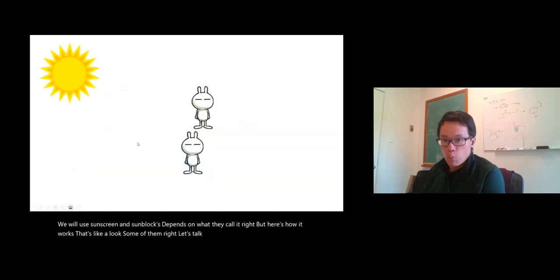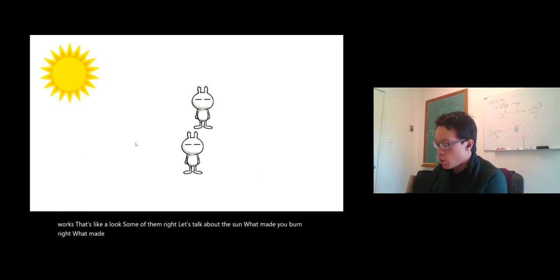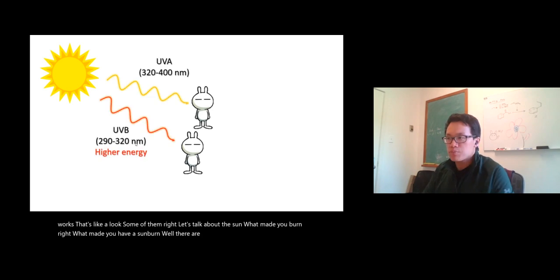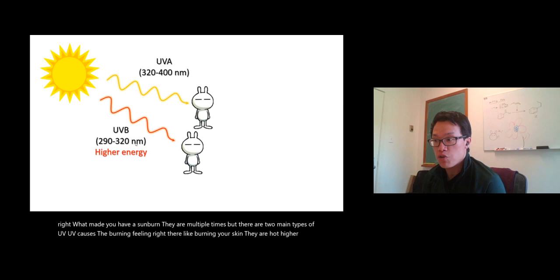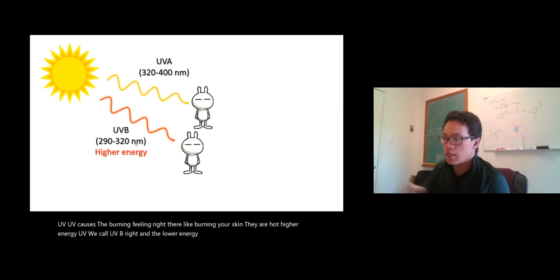Let's talk about the sun. What makes you burn, right? What makes you have a sunburn? Well, there are multiple types, but there are two main types of UV. The UV that causes the burning feeling of your skin is a higher energy UV, we call UVB, and the lower energy UVA. As you see, the lambda, the wavelength, is different.